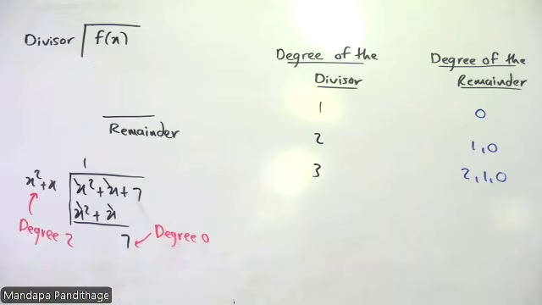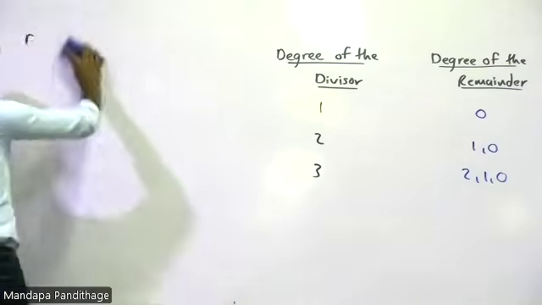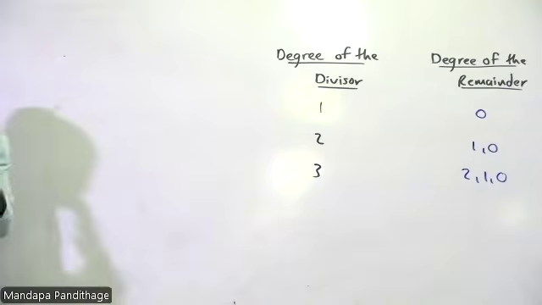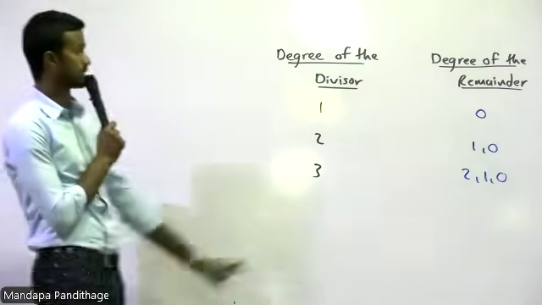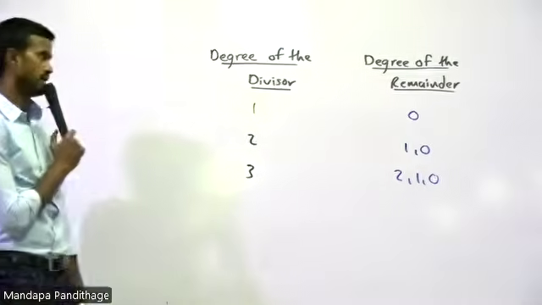The remainder's degree is always less than the degree of the divisor. Okay, then note this down: degree of the divisor, degree of the remainder.